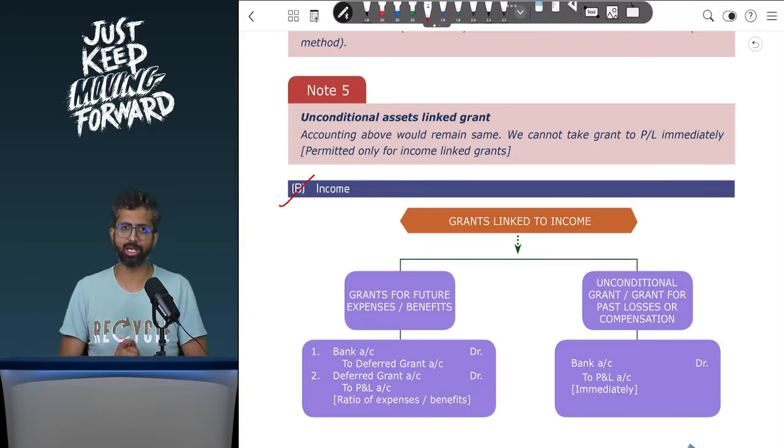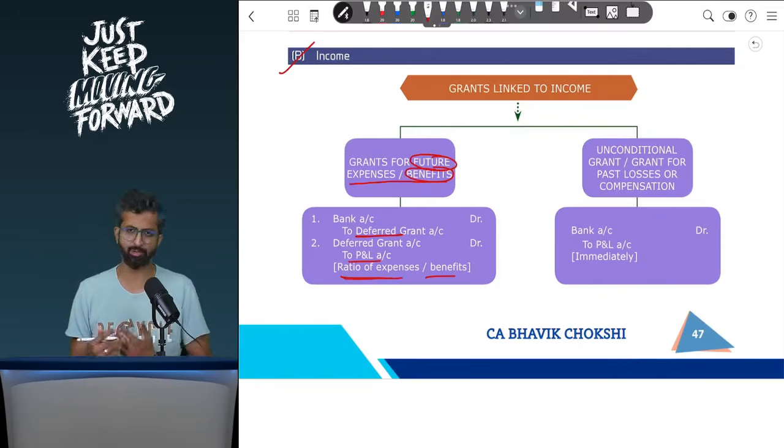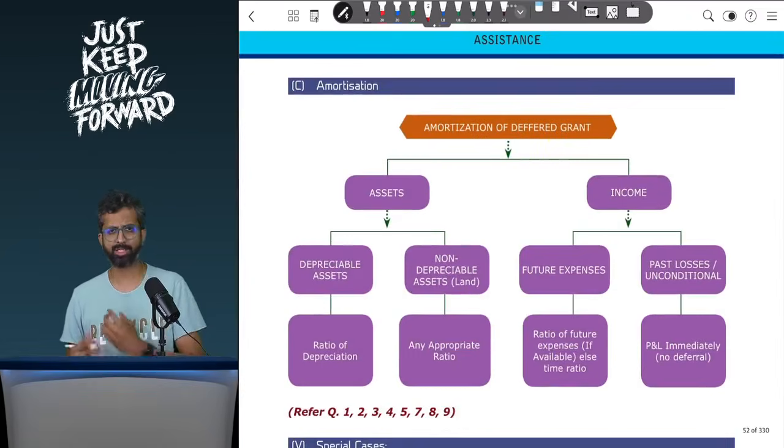So grants linked to income, if it is linked to future expenses or future benefits, then you will create the deferred grant account and then spread the deferred grant account in the ratio of expenses or benefits or in the ratio of time. If it is an unconditional grant or a grant for past losses, then bank account debit to P&L credit will be immediate. A specific chart is given for amortization of deferred grant balance, if any.